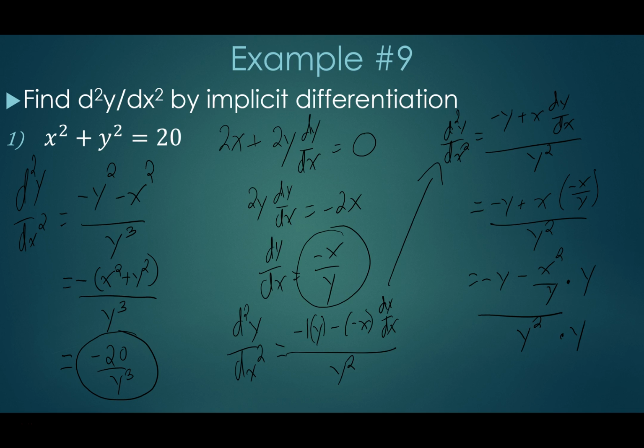Okay? So that's the concept of finding the second derivative, d squared y dx squared. There can be more complex ones than that. It's pretty much the same concept. It's just simply a longer, more complicated process of solving it. So that's where we're going to stop right here.